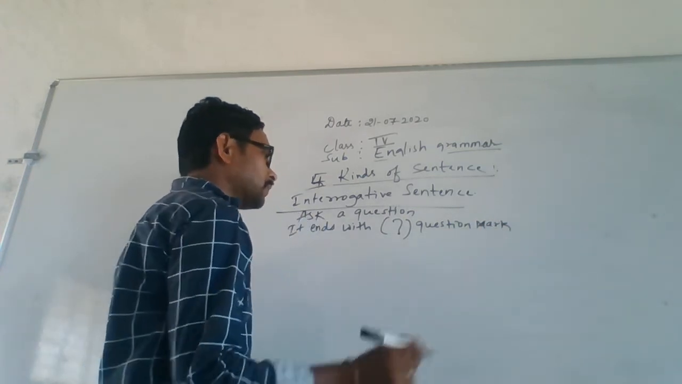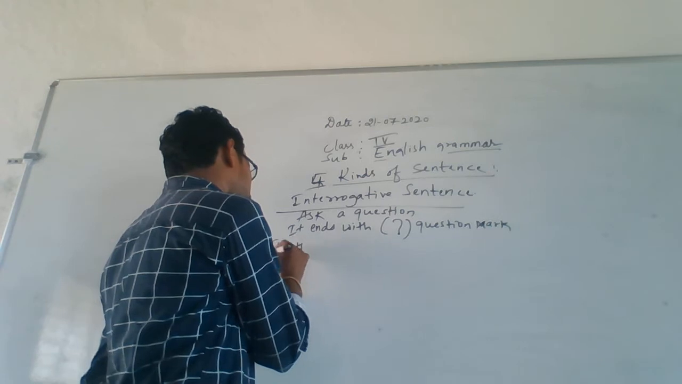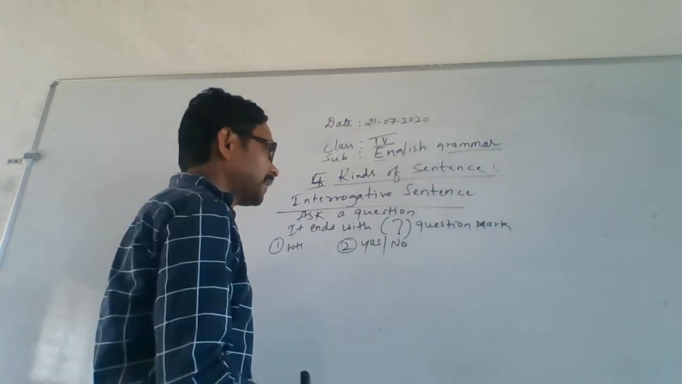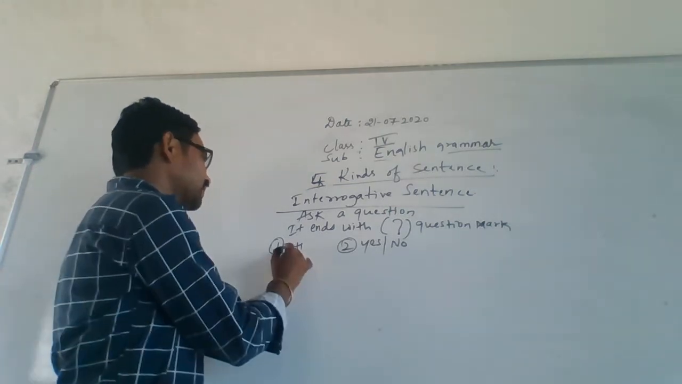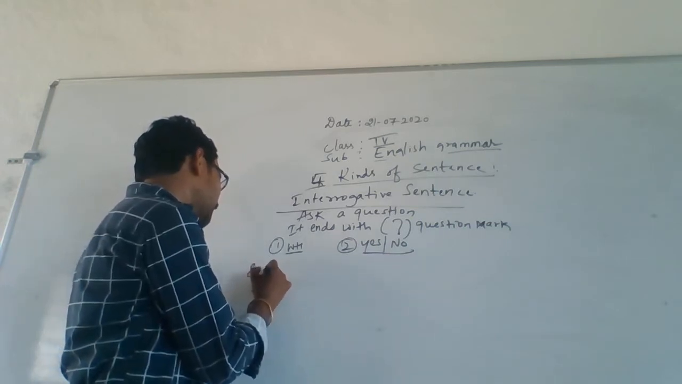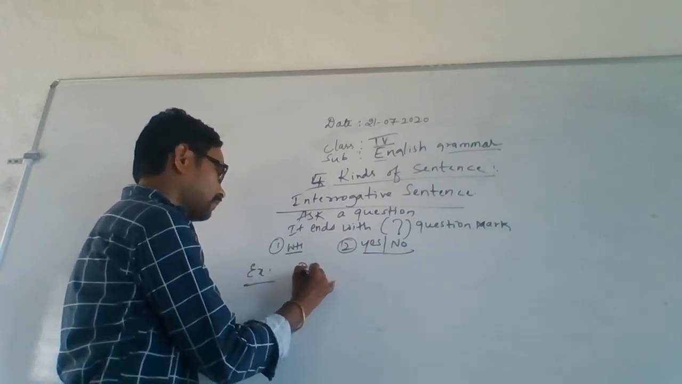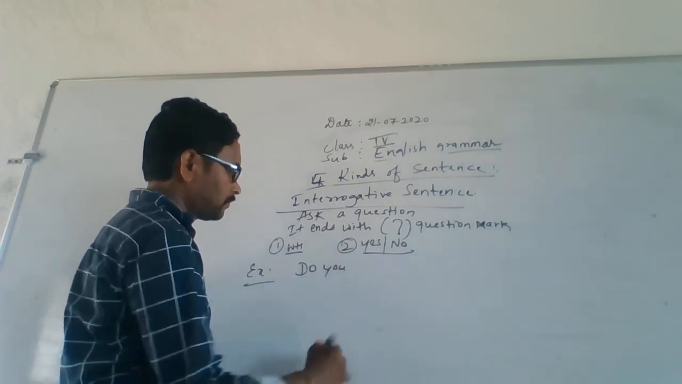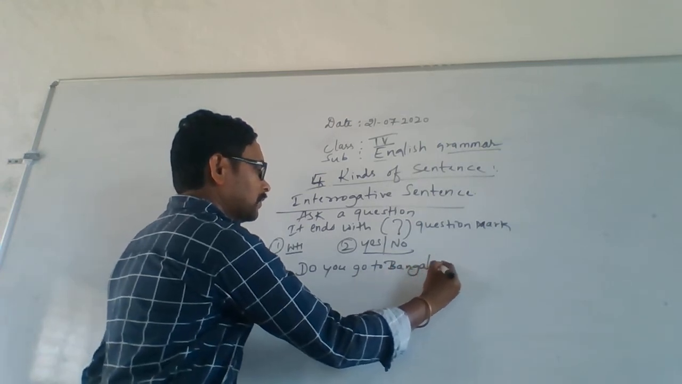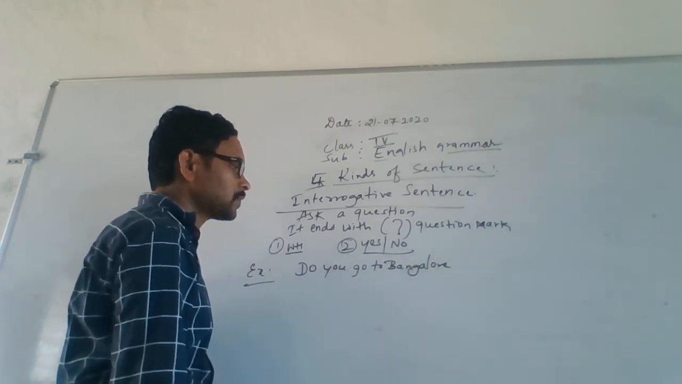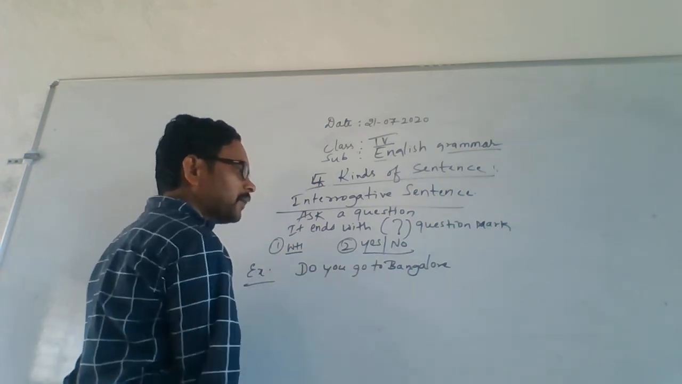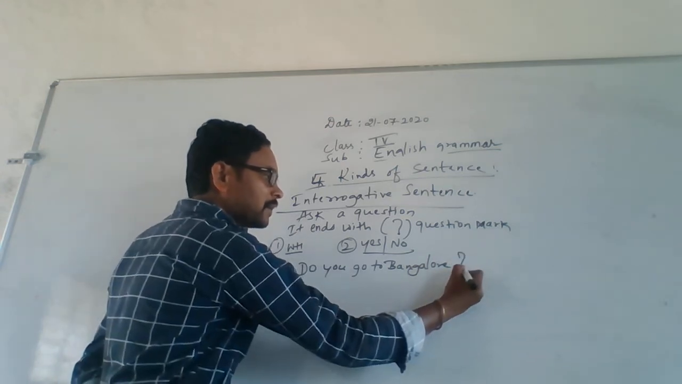In the interrogative sentence, two types are there. First one is WH, another one is yes or no. Let's see examples. Do you go to school? Do you go to Bangalore? Afterwards, we should use what? Question mark.